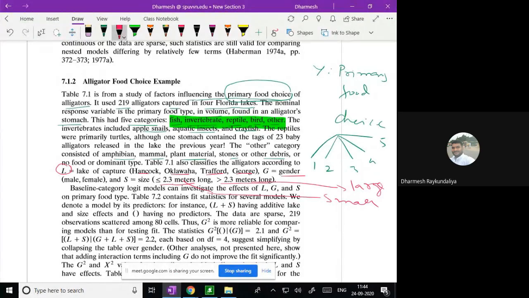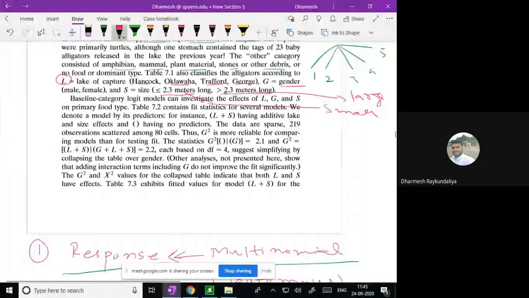So how many variables have they captured? They have captured the name of the lake from where the alligator is captured. After capturing, they have identified whether the alligator is male or female. They have measured the size of the alligators, whether small or big, and their study interest is what the primary food choice of an alligator is. Okay, so baseline category logit models can investigate the effect of L, meaning lake, G, meaning gender, and S, meaning the size of the alligators, on primary food choice.